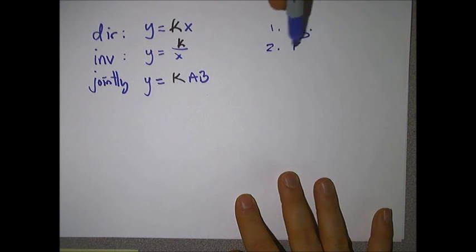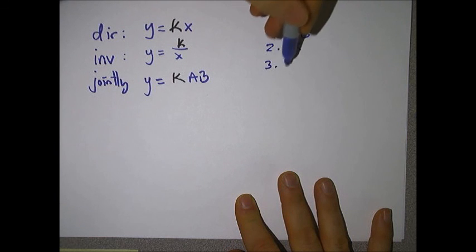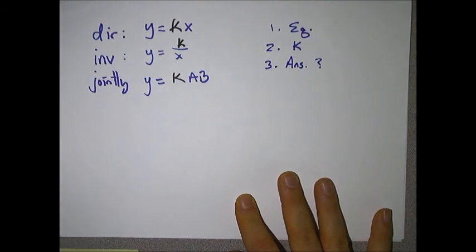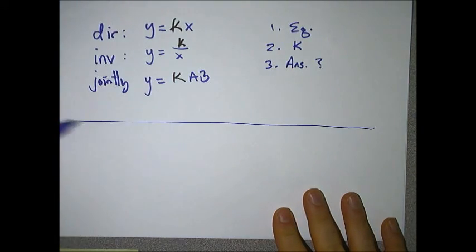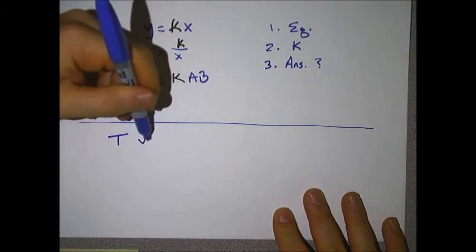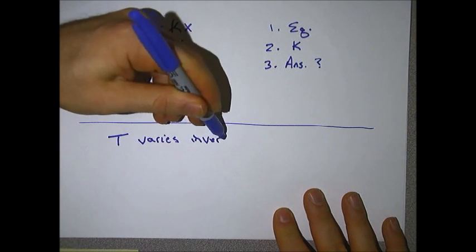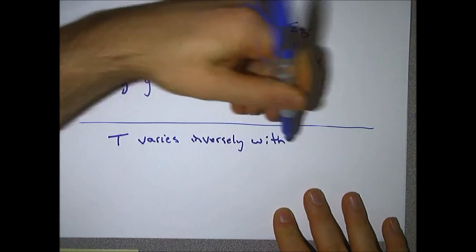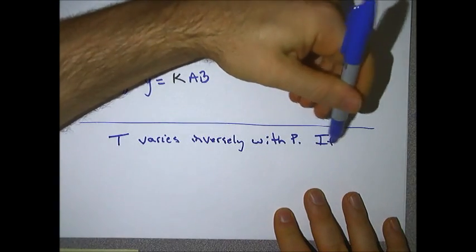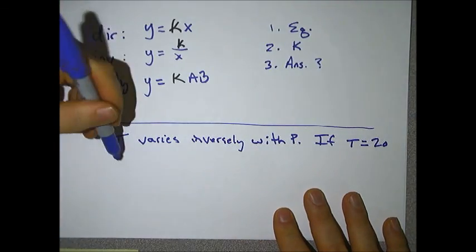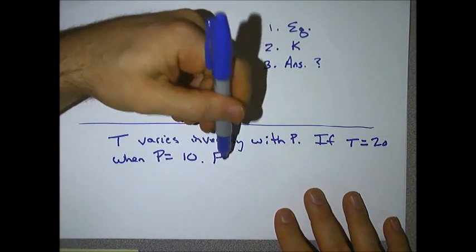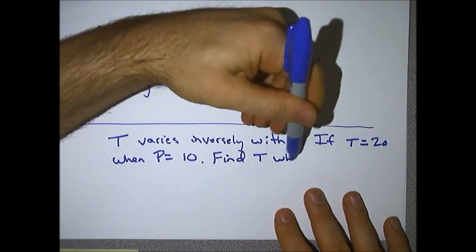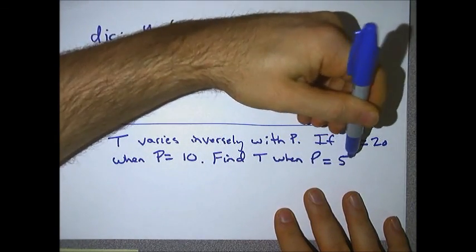And then you want to solve for the letter k, and then you want to answer the question that is given. So the first thing we need is to find an equation. In other words, you want to know what type of variation you have. So let's make a problem up real quick. We will say that t varies inversely with p. If t equals 20 when p equals 10, find t when p equals 5.